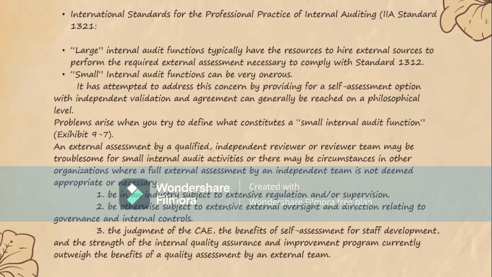Third is the judgment of the CIA: the benefit of self-assessment for all staff, and strengthening the quality of the internal quality assurance and improvement program currently at play, against the benefits of a quality assessment by an external team. That means the cost may outweigh the benefits. So it is really not deemed necessary for a review team or independent reviewer to have the same judgment for a large internal audit function as for a small internal audit function.